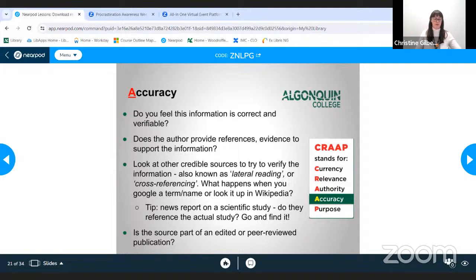This is known as lateral reading or cross-referencing. For example, you may read a newspaper article on a scientific study. Do they reference the actual study? If so, go and find it.